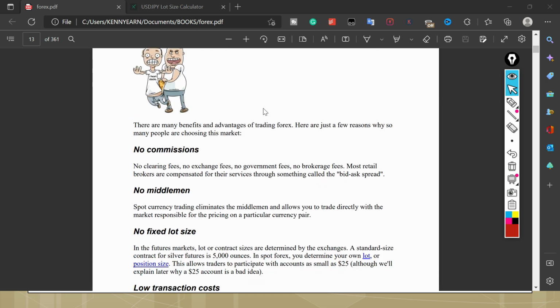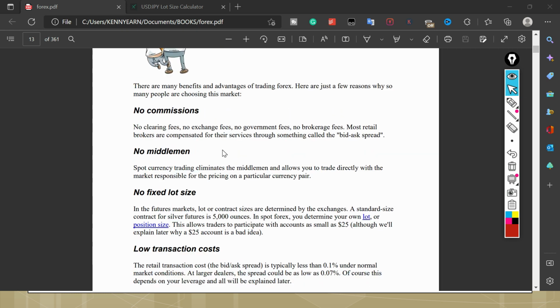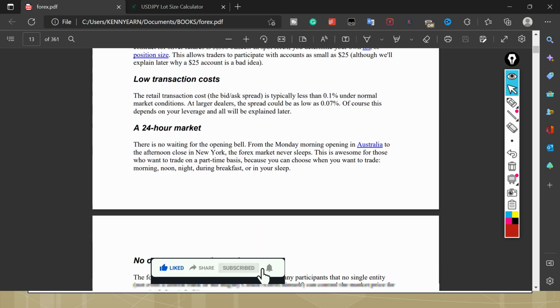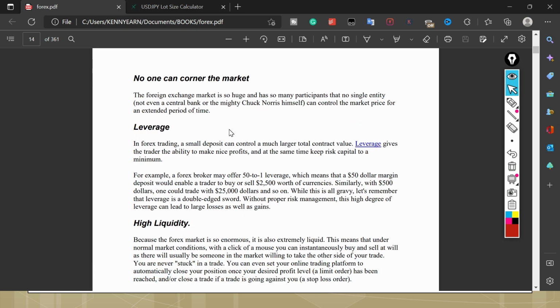Advantages of forex now. What are the advantages of forex? The advantage of forex is that there's no commission, no middleman. All you need is your internet and your broker, or should I say the broker is the middleman that is giving you access to the market. But that's all you need to know. No fixed lot size, low transaction cost, and it's a 24 hour market. You could go into the market and make money anytime, so far as the market is open and running. No one can corner the market. Everything is just working the way it should. It's all price action, but the market is affected by economic events, so you have to be paying attention to economic events.